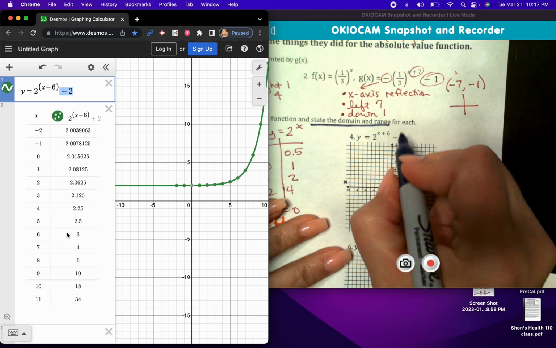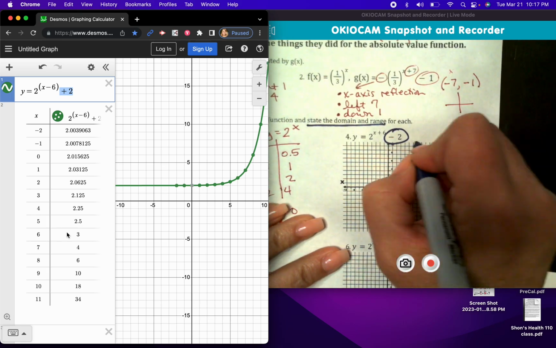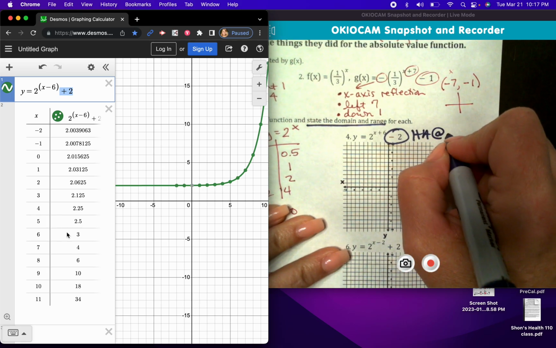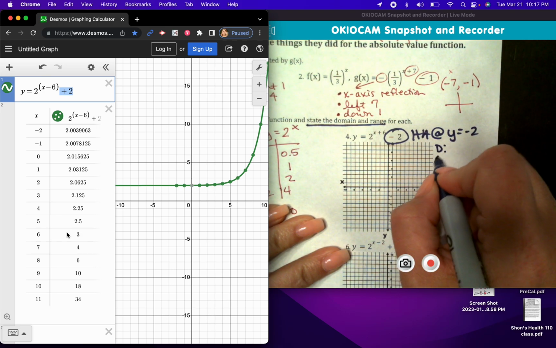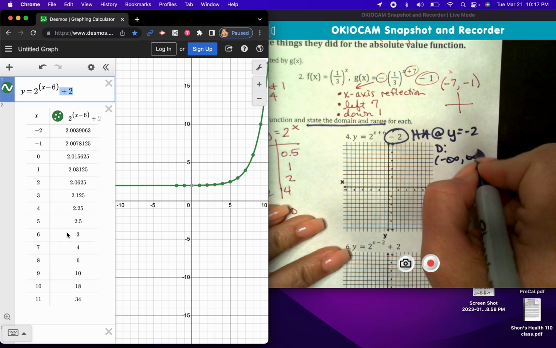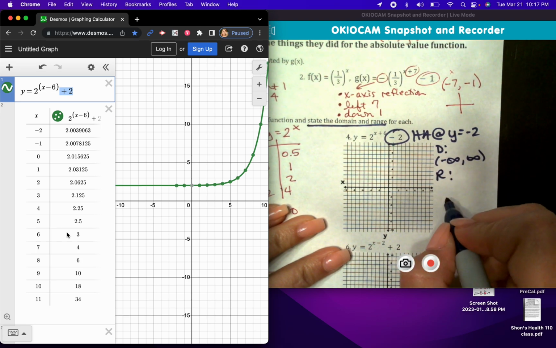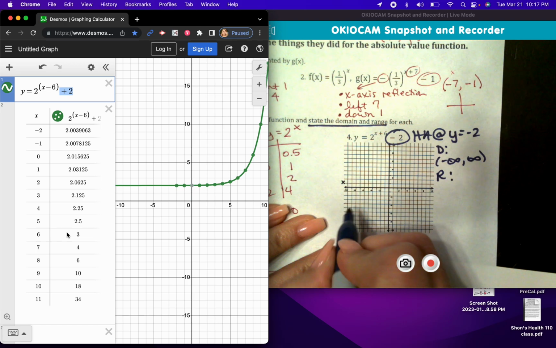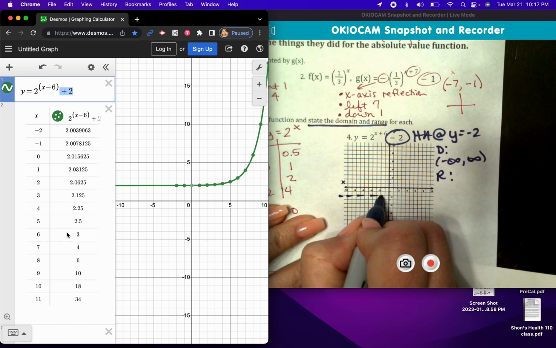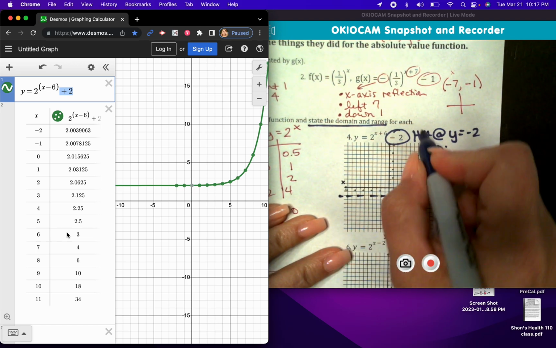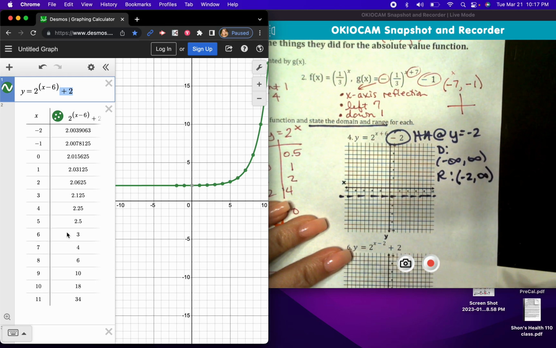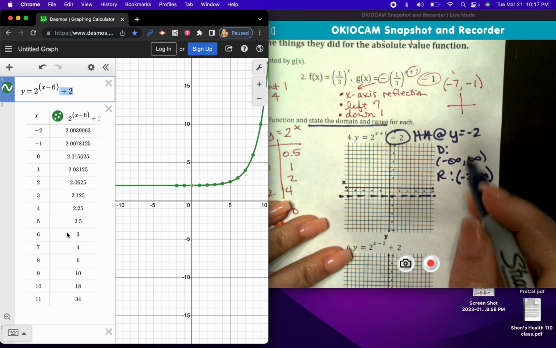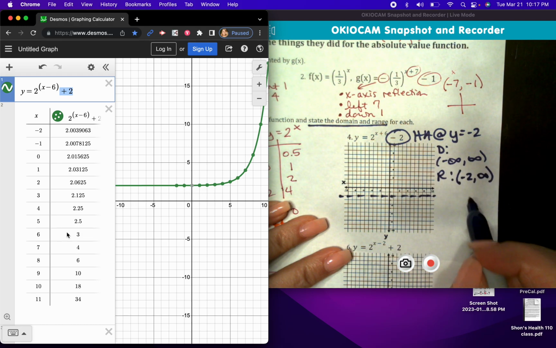So similarly here, I know that I have a horizontal asymptote at y equals negative 2, that my domain is negative infinity to infinity, and that my range is, if this is my negative 2, going to be above the negative 2. So from negative 2 to infinity. So these are things I know just by looking at that k value. Okay?